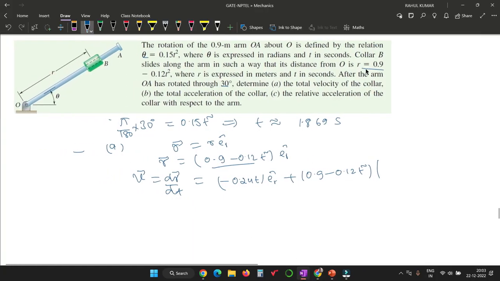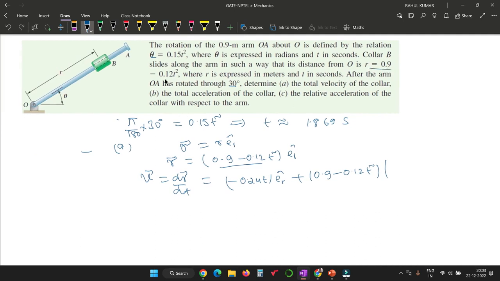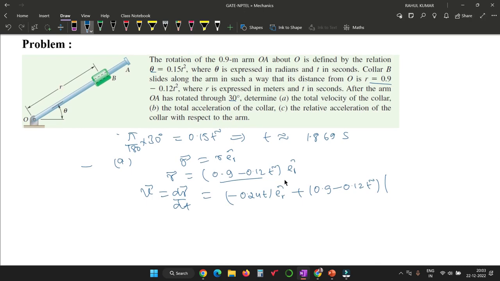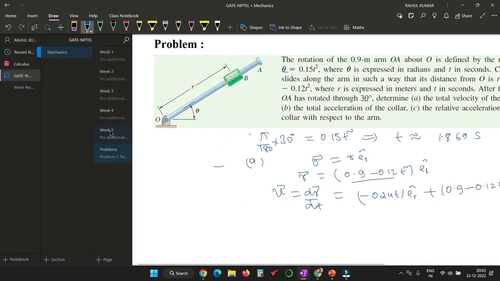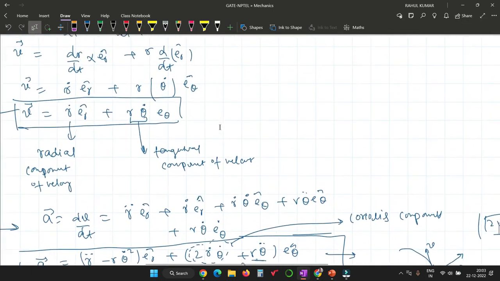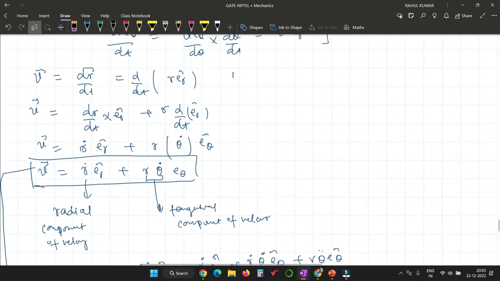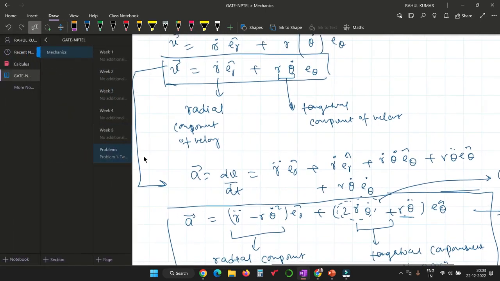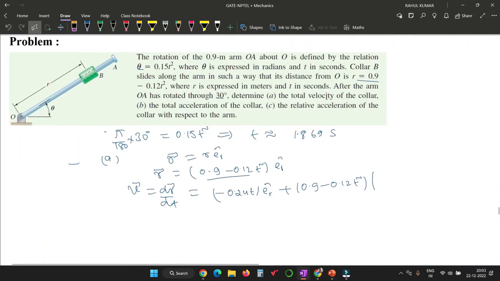I am saying that you just have to differentiate this, because it is already given that r equals 0.9 minus 0.12 t square. So here r is 0.9 minus 0.12 t square, definitely in the direction of e_r. So can you write like this? You can also apply the formula, but do not try to apply it, because remembering things is not so good. Definitely you can write like this. Is there any problem here?